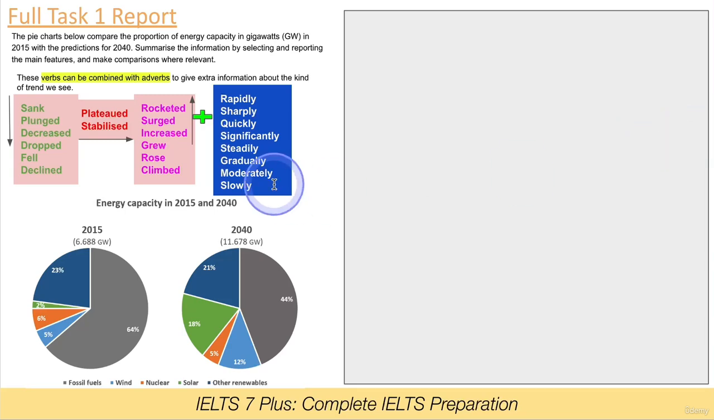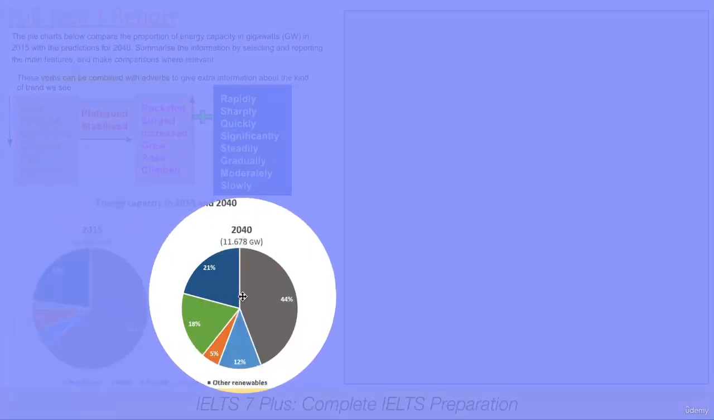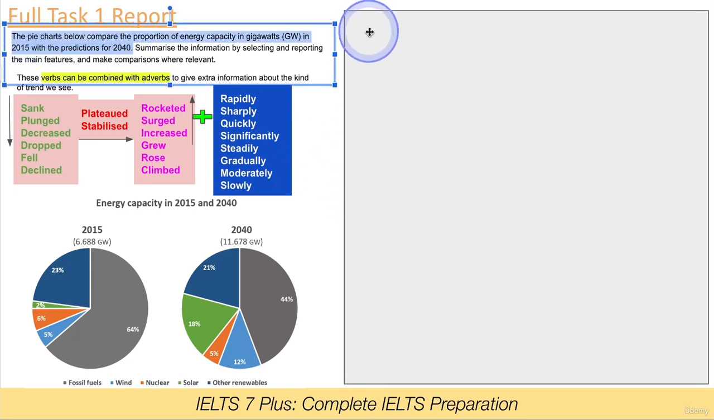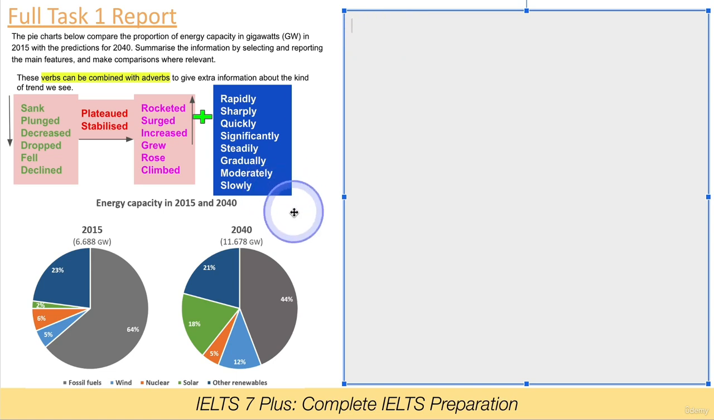Okay. Let's go to the write-up, and we have our question. We've also got our useful words, which can help us with this. And of course, we've got our data here. So we need to start how we always begin task 1, by paraphrasing this sentence here. The pie charts below compare the proportion of energy capacity in gigawatts in 2015 with the predictions for 2040.